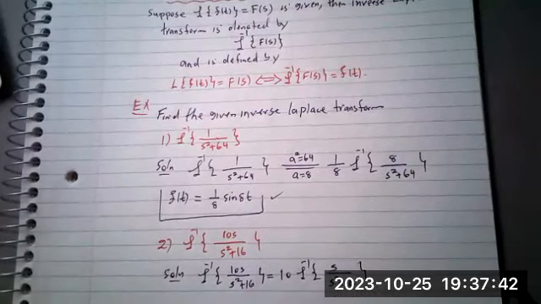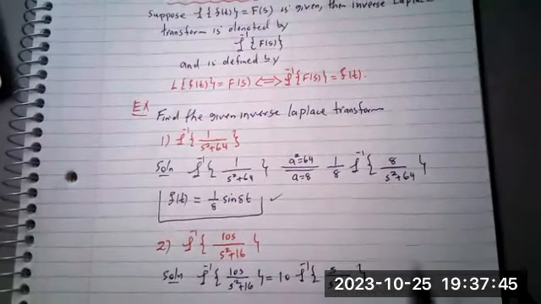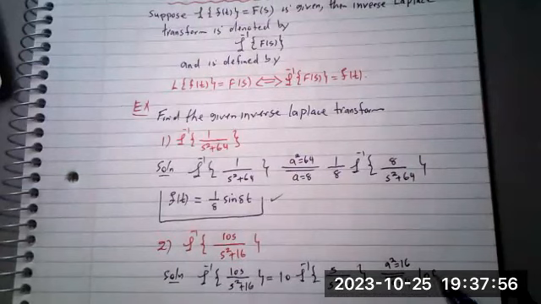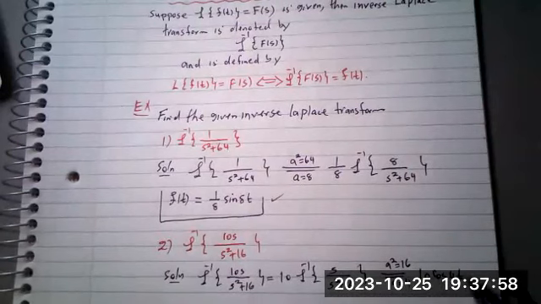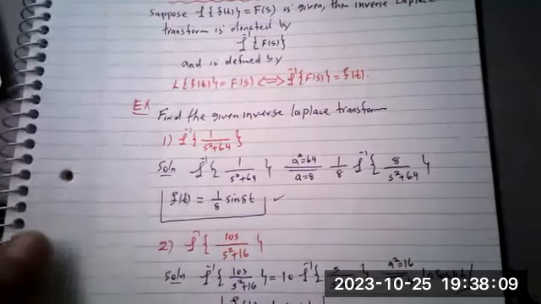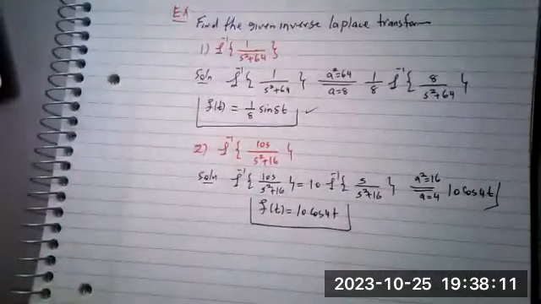a squared is 16, a is 4. Just to remind you, a squared is 16, so a is 4, and we know that this is going to be cosine. So it's going to be 10 cosine of 4t. Okay, so f of t, if you like, is equal to 10 cosine of 4t. Those are 2 very popular cases. Any questions?